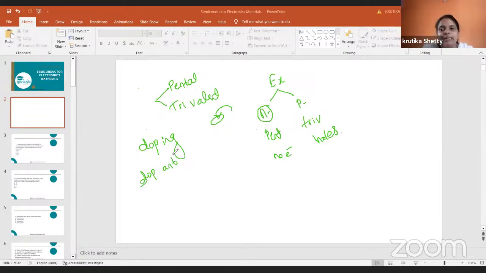Okay, doping is the process of adding impurity. Dopant is the impurity that you are adding. Yes. Now here, p-type and n-type, how we are getting it, we discussed that. Pentavalent and trivalent are needed, right?